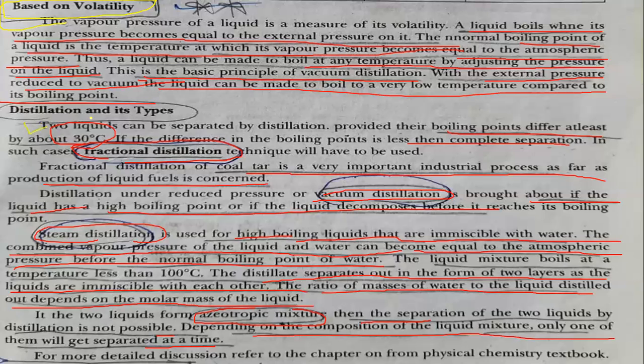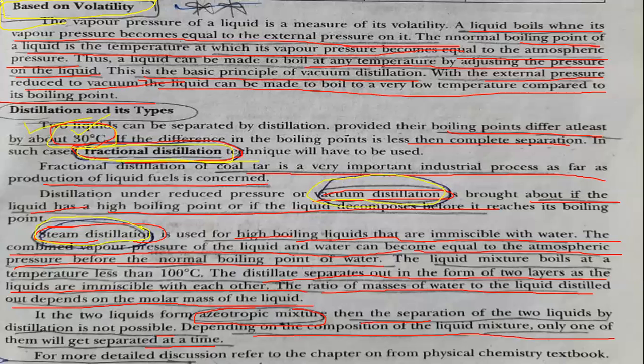We can do the normal distillation process if two liquids are present together and their boiling points differ by about 30 degrees Celsius. If the boiling point difference is less than that, we use fractional distillation. Some liquids have a very high boiling point. In that case, we use the vacuum distillation technique. We apply a vacuum to the flask and then start boiling that liquid. Steam distillation is also used for liquids that have very high boiling points and are immiscible with water.